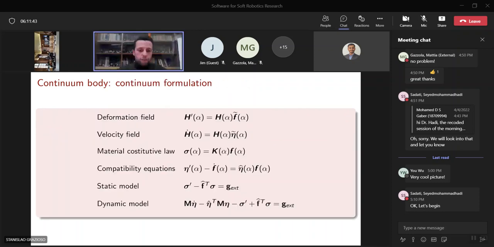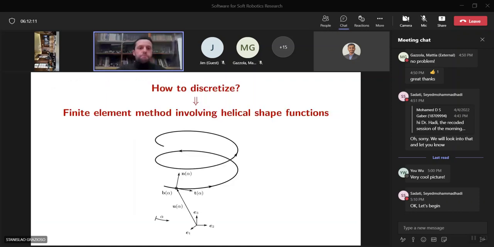And here is the continuum formulation of a continuum arm, which is actually the Cosserat rod theory using a geometric framework, so using the screw theory. We have the deformation field and the velocity field, the material constitutive law, the compatibility equations, and after that the static and dynamic equations of motion.